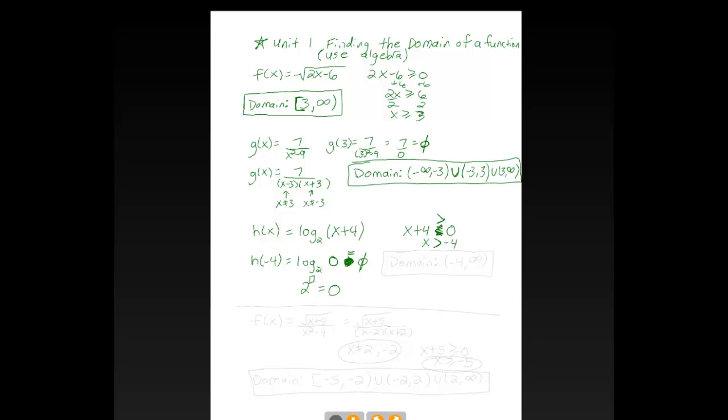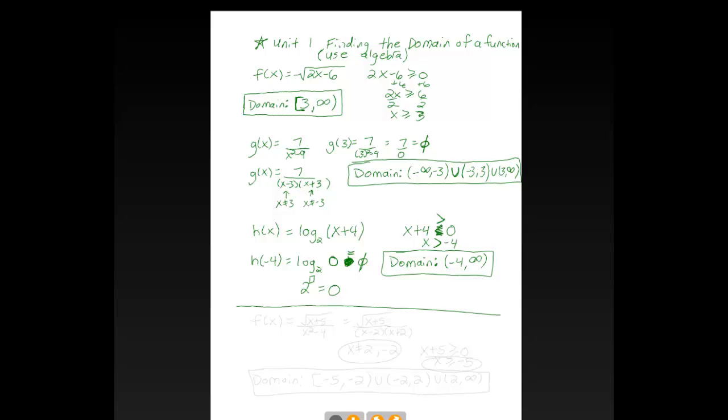Notice I tried plugging in negative 4. That didn't work. That was no solution. So I'm going to write my domain in interval notation here. Domain is negative 4 to infinity. Notice the parenthesis on that negative 4 because negative 4 is not within the domain. I tried plugging in negative 4, that didn't work. If I plugged in anything less than negative 4, that would give me no solution as well. So it has to be strictly greater than negative 4. Any x value.